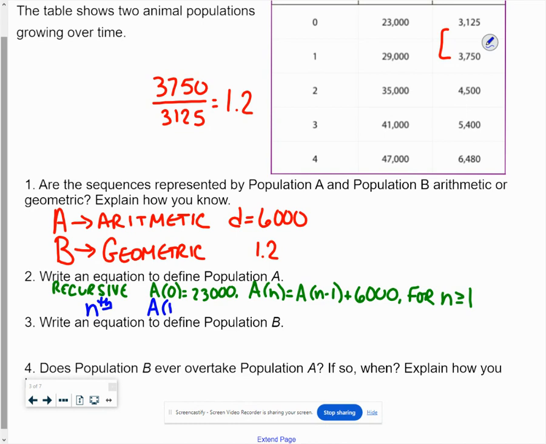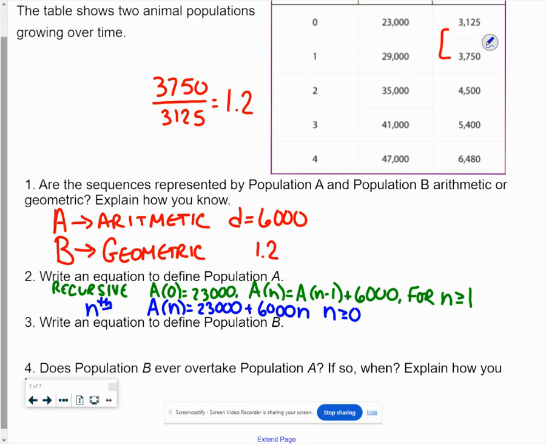So I would say for this one that it's going to be A of n equals, and just looking at our form that we've got there, I want to have the starting amount, which is A of 0, so 23,000. And we're going to add on 6,000 every single year. And this is starting at year 0, so this would be for n is greater than or equal to 0 on that one. So we can start right at year 0 for that.